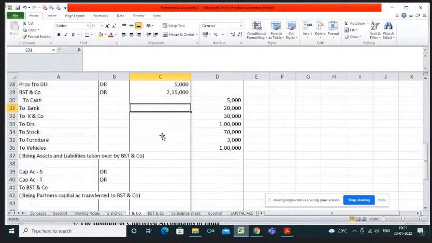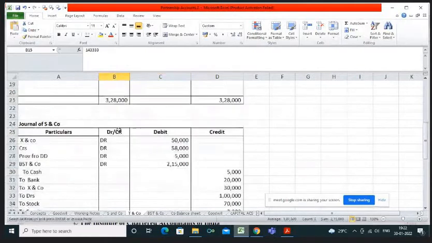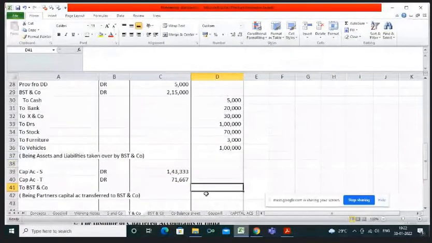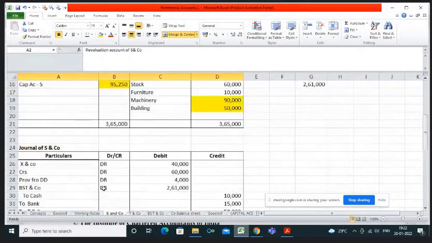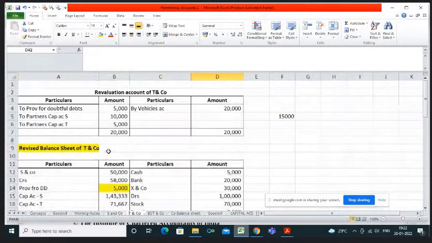Now I am moving on to the transfer of capital accounts of partners. Here we have seen it is 1,43,333 and 71,667. So I am debiting the partners' capital account and crediting BST and Co, that is the new firm, by 2,15,000. So effectively we have done the closure of the old firm's accounts. S and Co, we have closed it. Now T and Co, we have closed it. If the examination question is only about closure of old books, this is sufficient.